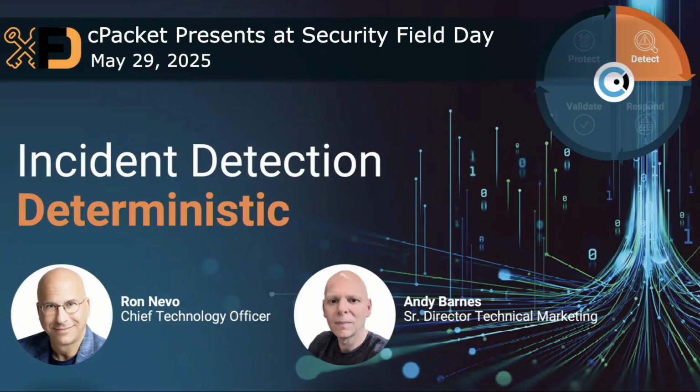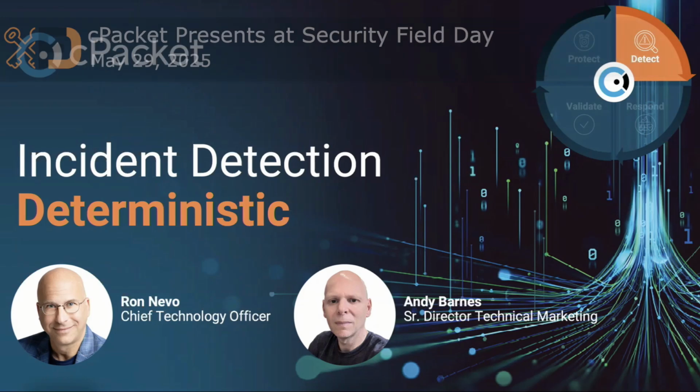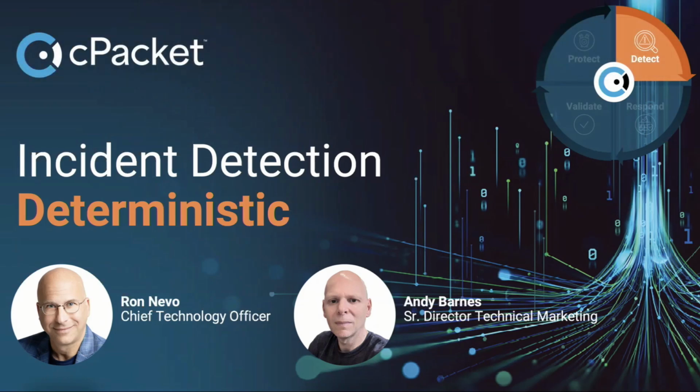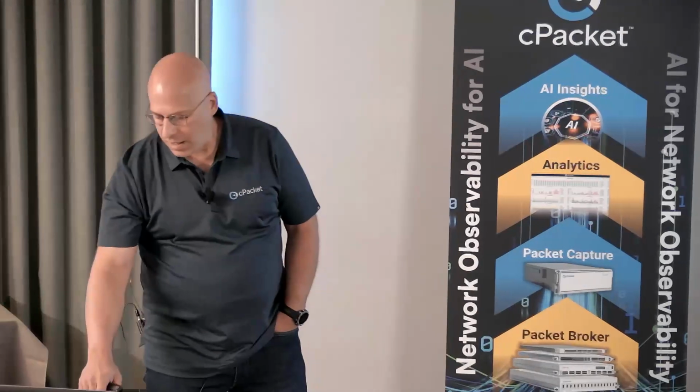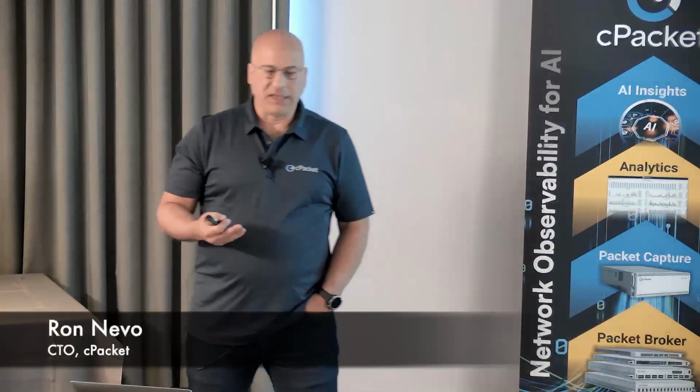So the first section, after the introduction, is going to be about incident detection and how we do it in a deterministic way. What we mean by deterministic is that there is a clear threshold that I can set to begin with and start from. There are many cases where this becomes relevant, right?